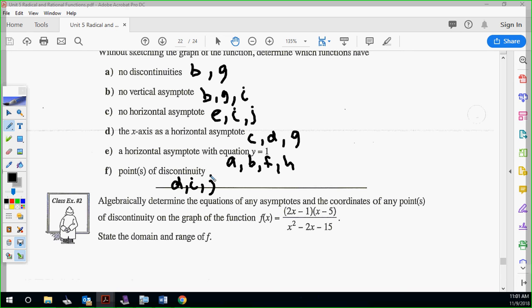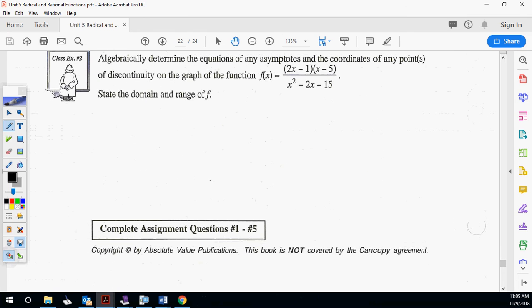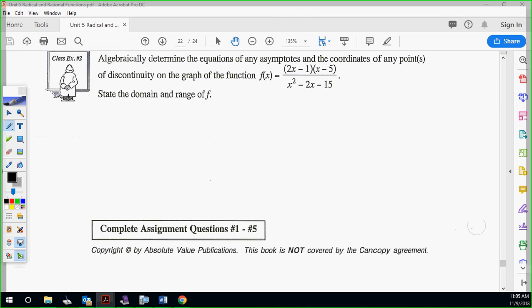Okay, last example here. Any questions on any of those? That's good right there. Good summary of everything we want to know for those. All right. Algebraically determine the equations of the asymptotes and coordinates of any points of discontinuity on the graph of this function. State the domain and range of the function. So factor the bottom is the first thing we want to do. So the top, we got 2x minus 1. Top, x minus 5. The bottom, what's it factor to? Yep, x minus 5, x plus 3.